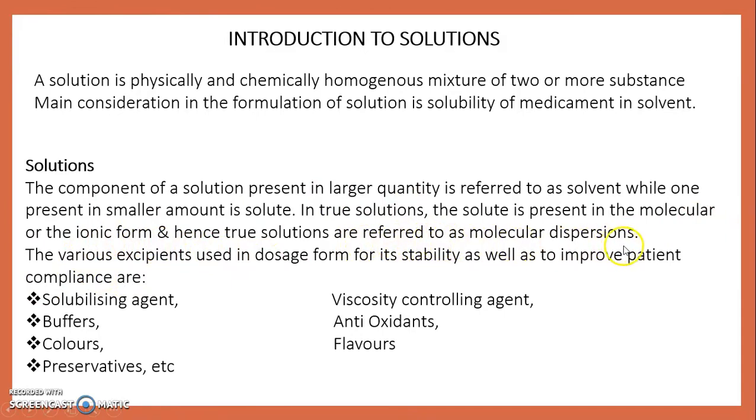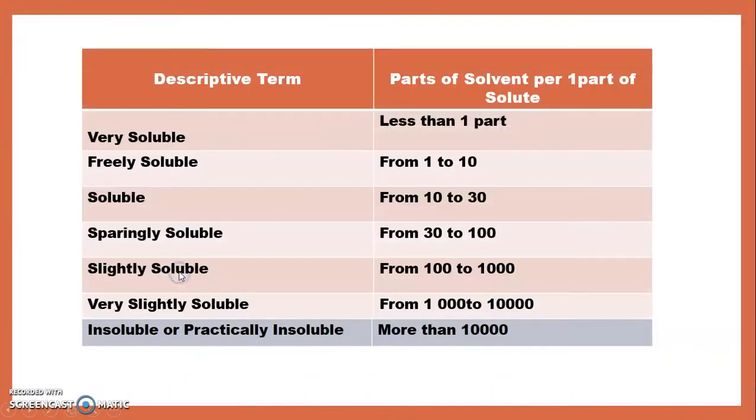a molecular dispersion. Various excipients are used in the dosage form for its stability as well as to improve patient compliance. These are solubilizing agents, viscosity controlling agents, buffers, antioxidants, colors, flavors and preservatives. These are the agents which are used as excipients in dosage forms. Next we see the different forms of the solution.